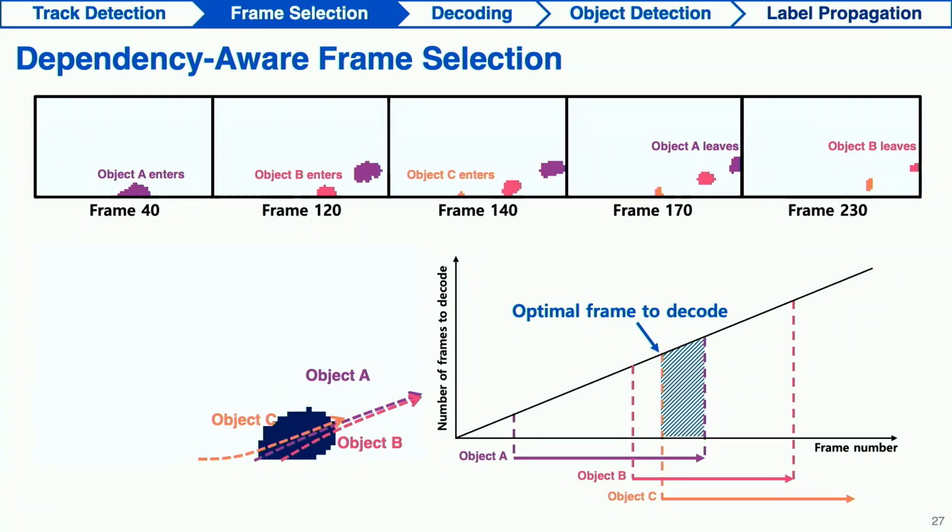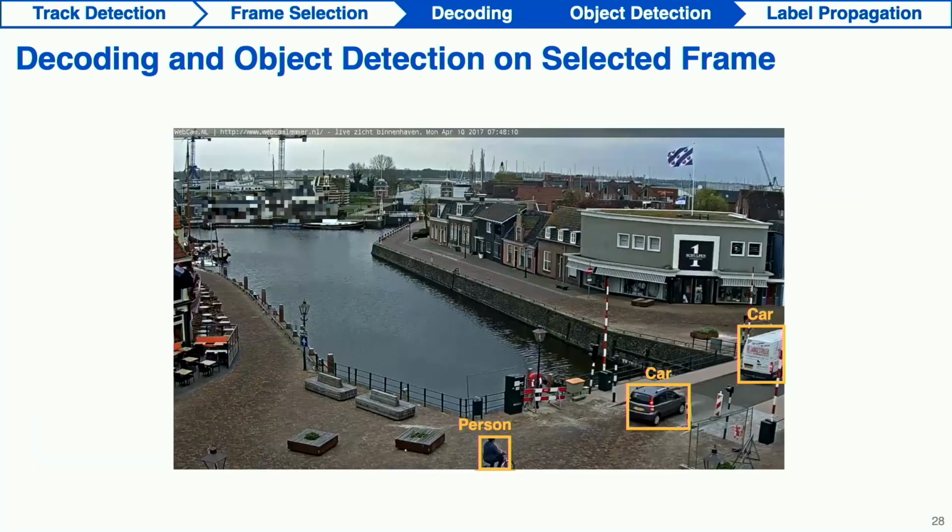Note that in reality, this dependency doesn't grow indefinitely; at a certain point it breaks, and this pattern is repeated. So please refer to our paper for a more detailed version of our algorithm that covers all the edge cases. Now that we have selected the frame to decode, we can decode it, apply the object detector on it, and get the result as such.